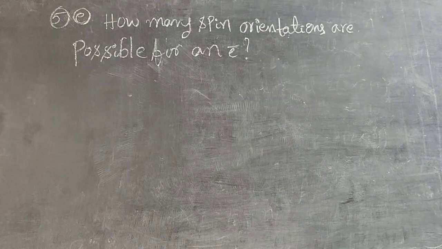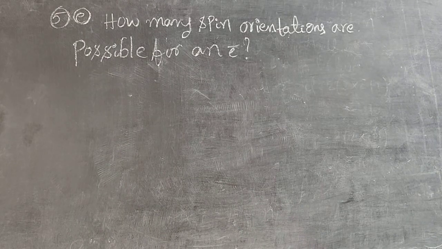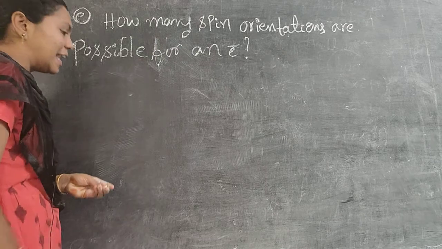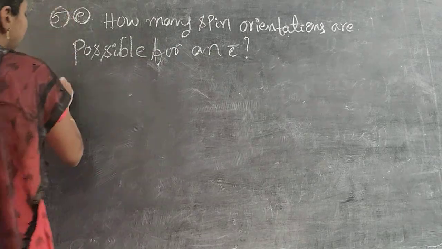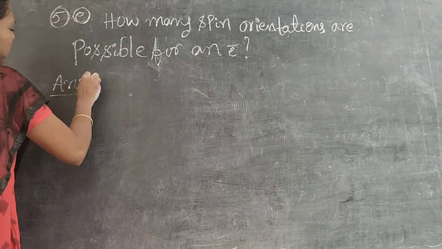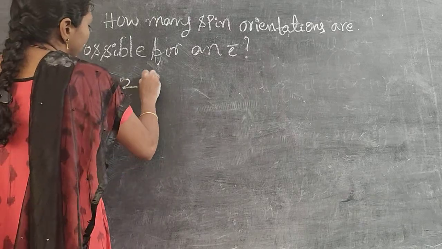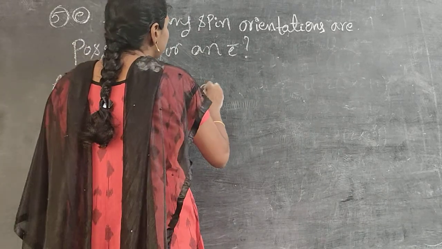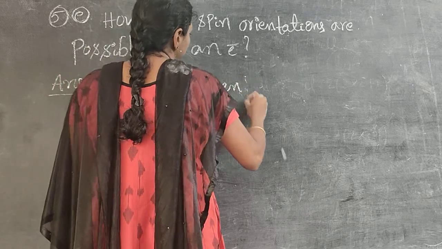Our last question is, how many spin orientations are possible for an electron? For a particular electron, how many spin orientations are possible? 2 spin orientations are possible. 2 types of spin orientations are possible.